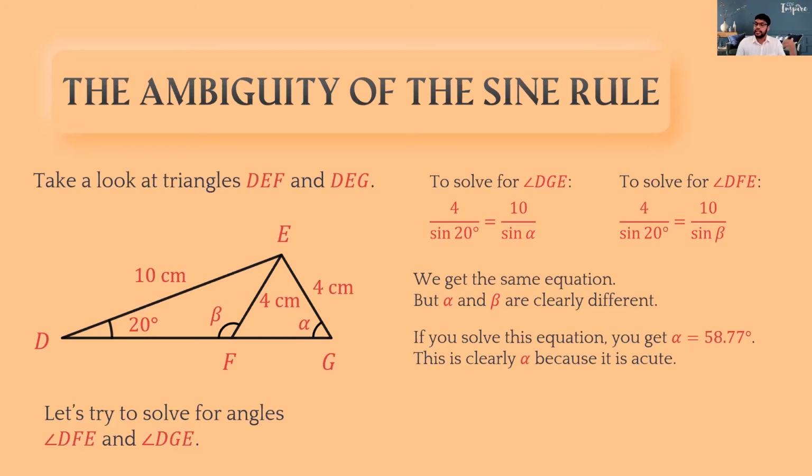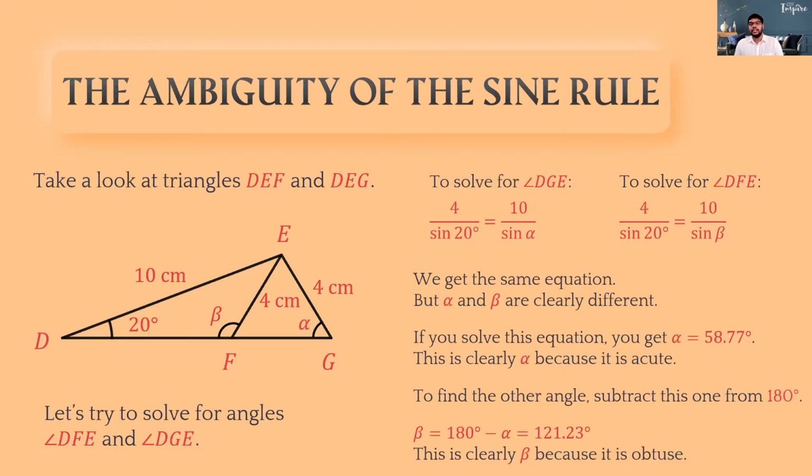So how do we get beta then? So children, to get beta, you simply subtract this 58.77 from 180, right? To find the other angle, subtract this one from 180. When you do that, you get 121.23, and this is an obtuse angle. This is going to be beta, right? Children, remember, this happens sometimes, not always, quite rarely. It happens with the sine rule, right?